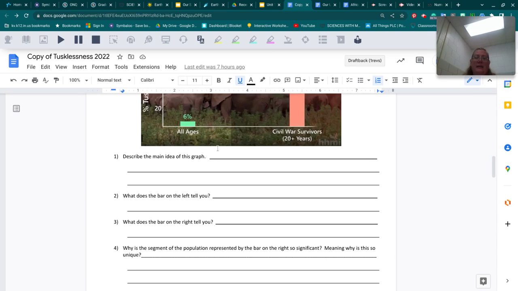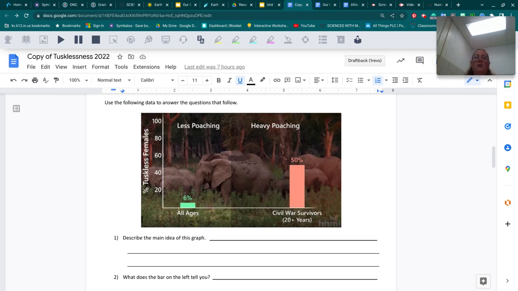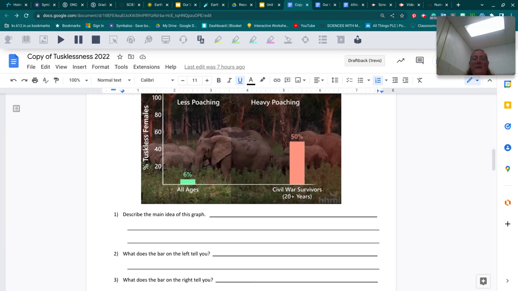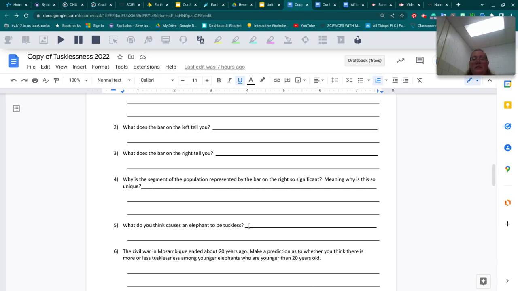What does this mean? So if there is no poaching, so this is the most like normal. If there is an area of no poaching, what do we see? So we see very few females without tusks. That means the majority of them do have tusks. So what does that mean about tusklessness? Is it common? Is it not common? What causes an elephant to be tuskless?